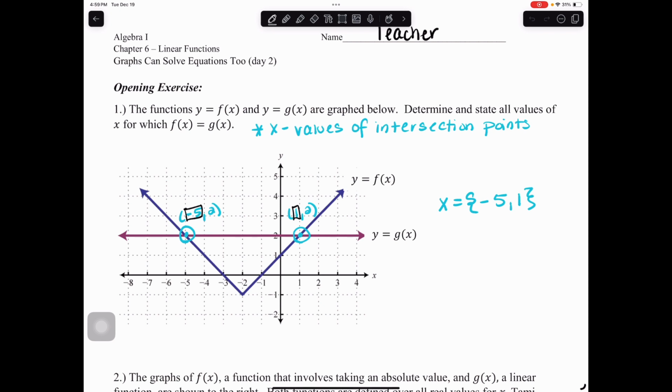Okay, now that you had a chance to do this, let's look at number 1. We had y equals f of x and y equals g of x, two different functions. We want to determine and state all values of x for which f of x equals g of x. So a reminder and a review of the lesson prior to this one. You want to find the intersection points, but then only use the x values. Okay, so when we look at the graph, I see the two intersection points. I see -5, 2, and then I see 1, 2. I'm going to take the x values only from those, and that's going to be -5 and then 1.